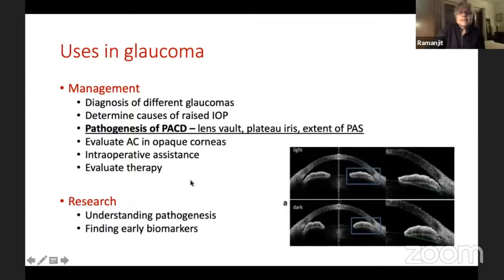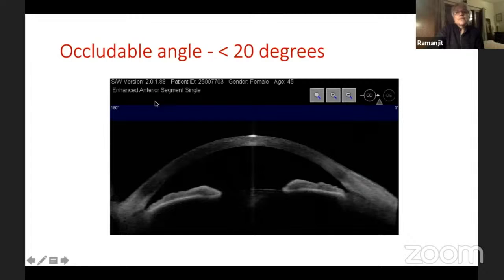It has helped us greatly in diagnosing the reason why angle closure occurs in a particular eye having primary angle closure disease. I think we've all seen pictures like this, wherein when there's light, there's meiosis and the iris is pulled centrally. The moment the patient goes into the dark, you can see the bowing of the iris and the angle closure. So if we actually look at different causes, the first thing you have to say is that an occludable angle would be one which is less than 20 degrees.